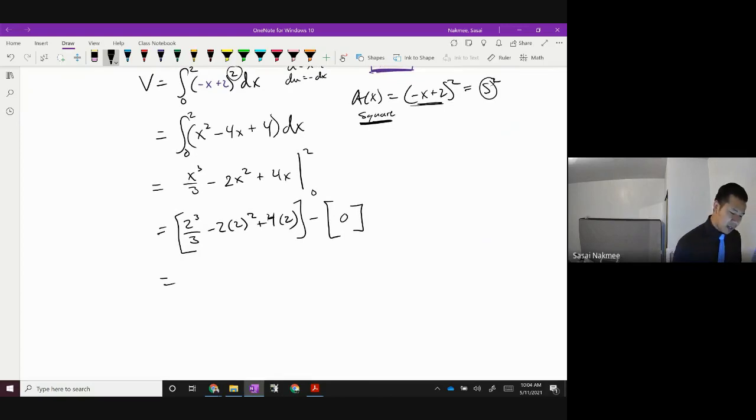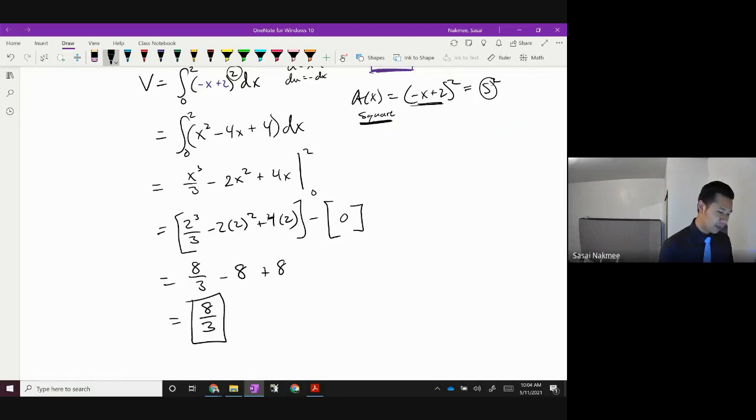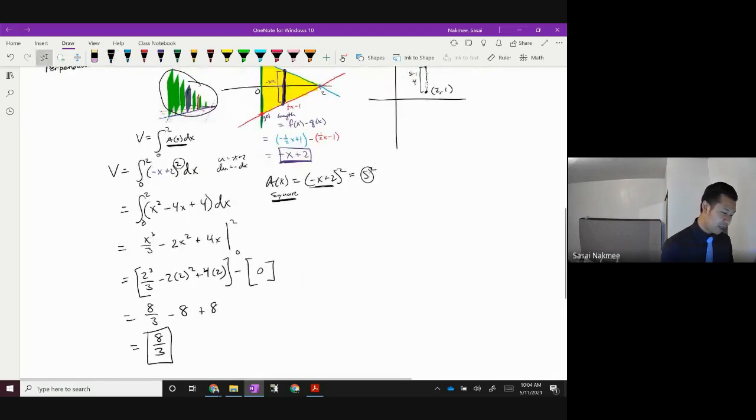Let's evaluate this. 2 cubed is going to be 8, so this is going to give me 8 over 3 minus 2 squared, which is 4. 4 times negative 2 is going to give me negative 8. And then 4 times 2, that's going to give me positive 8. So my answer here, when I simplify this all out, is a volume of 8/3. And that's my answer. So the volume of this particular green thing from here all the way to there, this weird looking pyramid, is going to be 8/3.